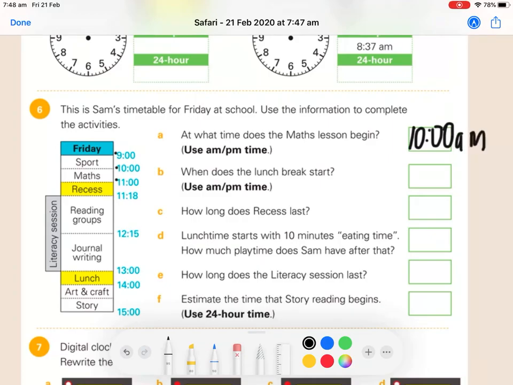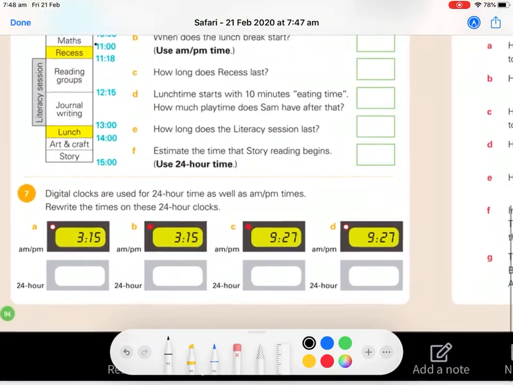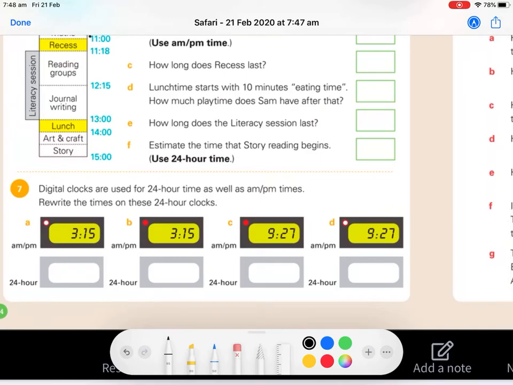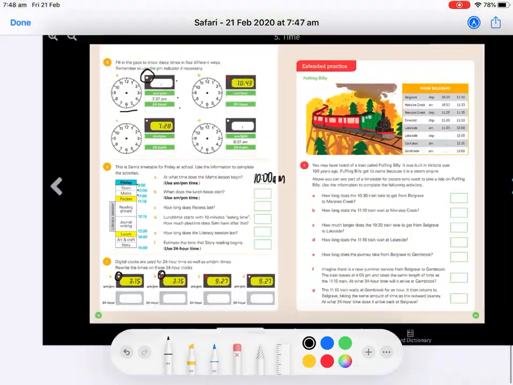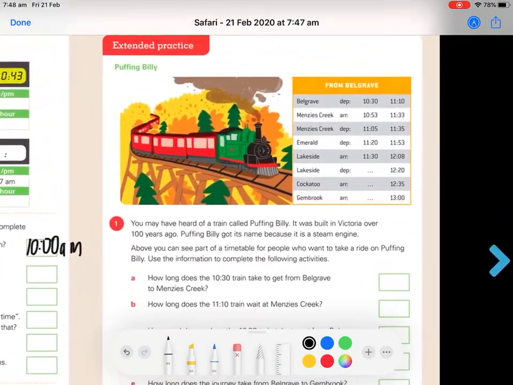10 AM. All right. Digital clocks are used for 24-hour time as well as AM, PM times. Rewrite the times on these 24-hour clocks. Okay, so you've got to write those in 24-hour clocks. Remember the indicator is there, so look for the indicator.